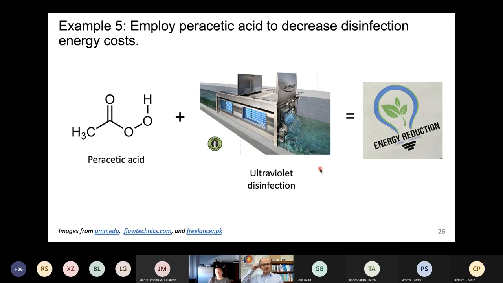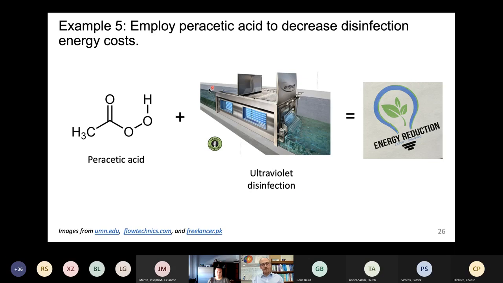Example 5 is one that's a little bit different, not as commonly discussed, but peracetic acid is kind of an up-and-coming chemical in that it's being used at more and more wastewater treatment facilities, and especially at smaller facilities, they're finding good avenues for peracetic acid. A lot of times peracetic acid, so this is the chemical formula for peracetic acid on the left, it's really good at killing bacteria. In fact, it's used as a disinfectant in a variety of different settings, but wastewater treatment has become one where it has been used more and more.